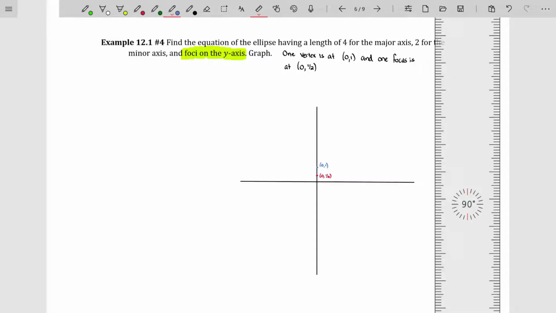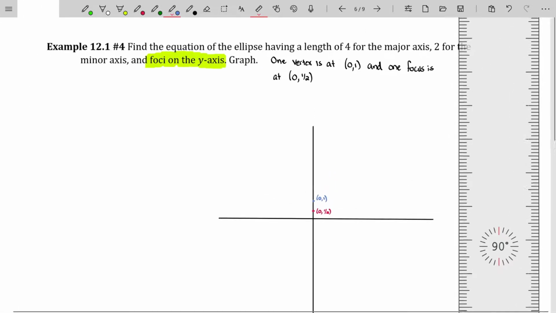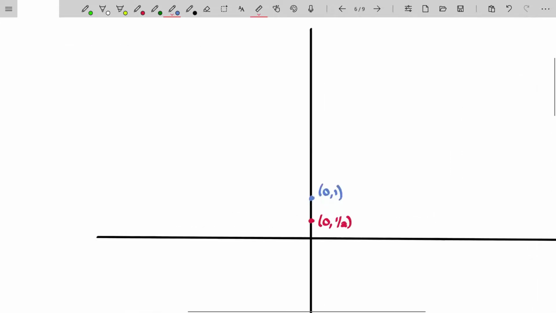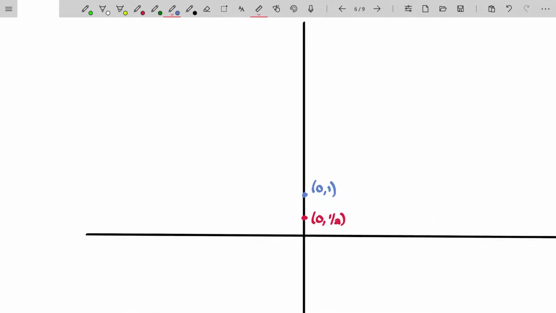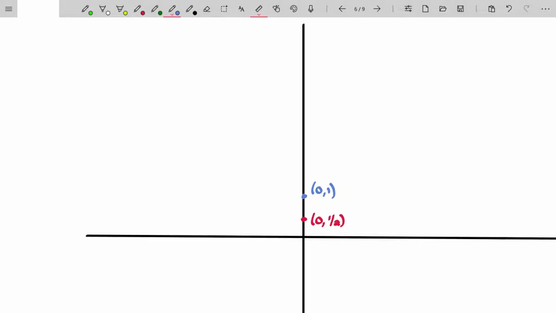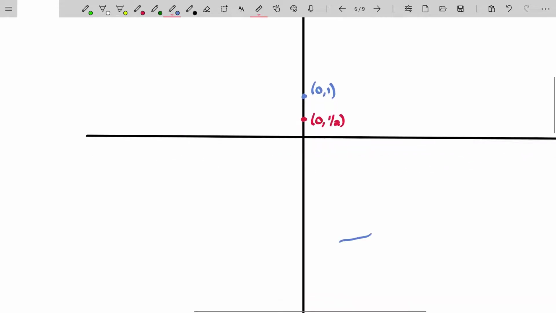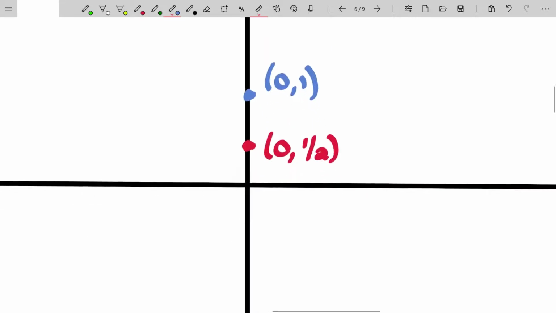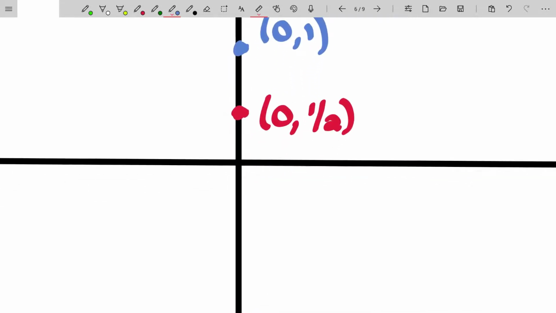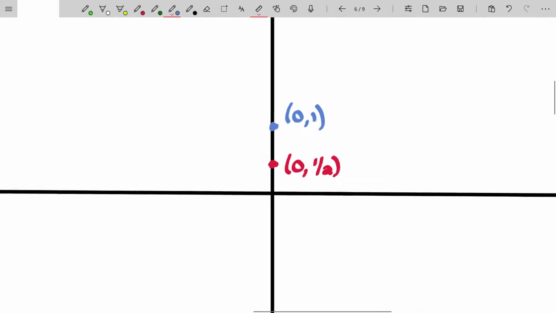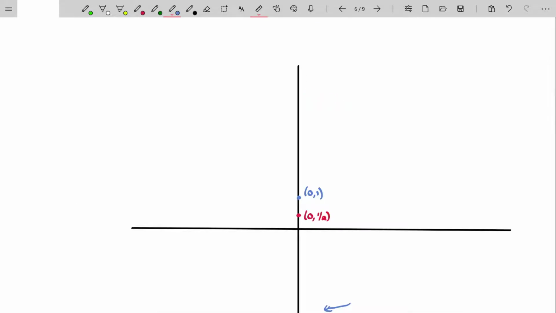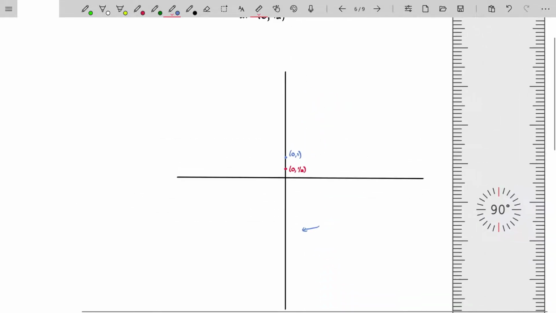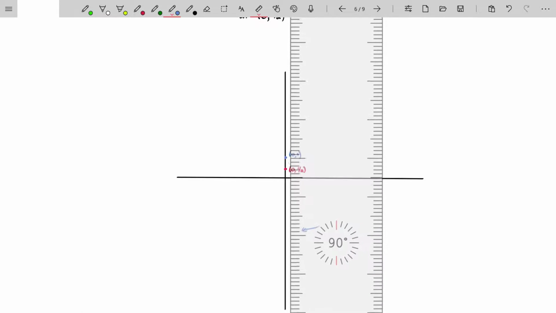So if the ellipse has a length of 4 for the major axis, we have two options. We know the major axis is the y-axis there. Either the other vertex is 4 units up here, so at 0, 5, or it's 4 units down. It's going to be 4 units down because foci for an ellipse are always within the ellipse. So it's got to be down. It can't be up. So a little bit of logic helps out there. So we're going to go ahead and plot a point at 0, -3.